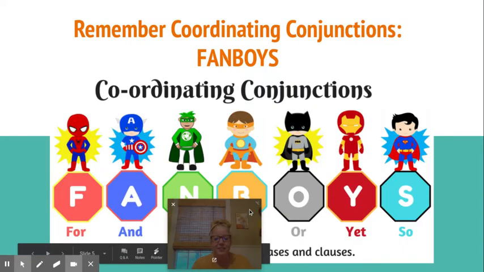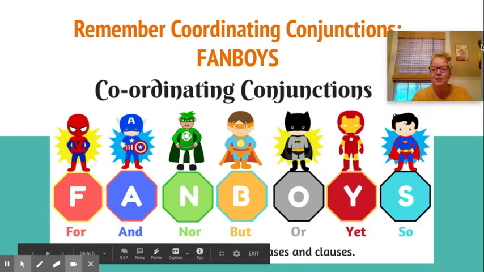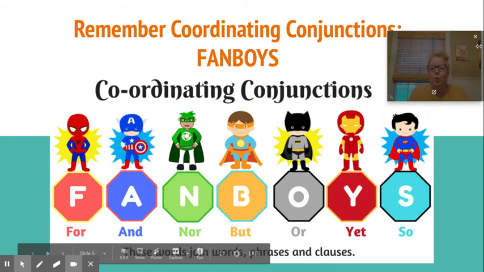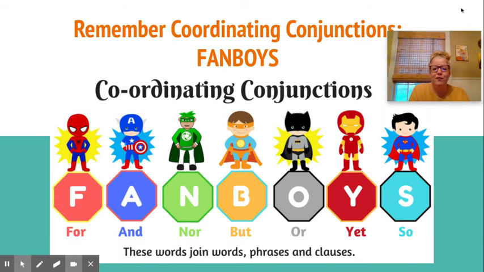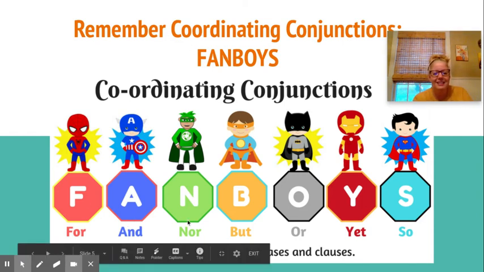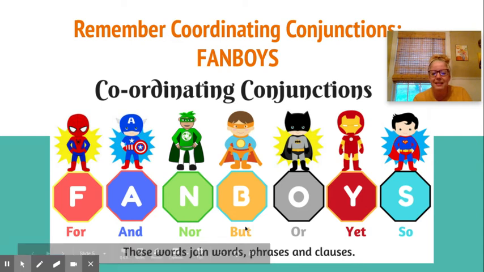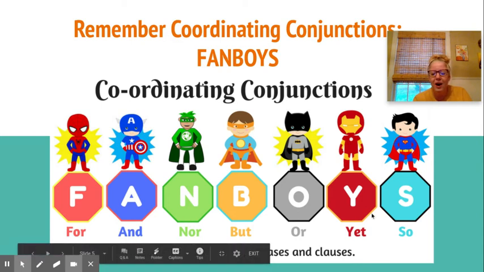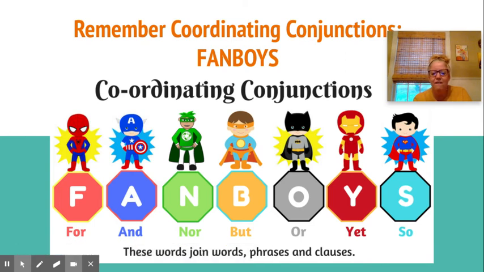Now, I found this and I thought it was really cute. This is a way to remember the coordinating conjunctions. If you think of the word FANBOYS, and there are all the different superheroes, right? There's F for, A and, N nor, B but, O or, Y yet, S so. So there are the FANBOYS. And our coordinating conjunctions join words, phrases, and clauses.